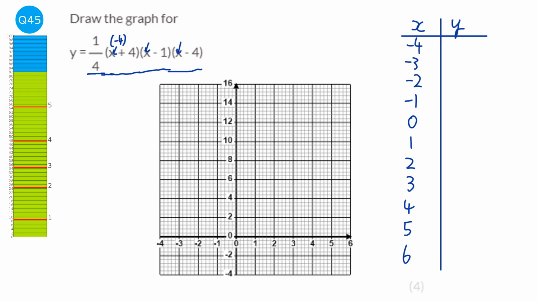When you do that, you get the answer of 0, which makes sense because minus 4 plus 4 is 0, and whenever you times something by 0, it will get to 0. Then I'm going to do the same with minus 3, and I get 7. Same with minus 2, I get 9. Same with minus 1, I get 7.5. Same with 0, I get 4, and 0, then minus 3, then minus 3.5, and at 4 I get 0, then 9, and then 25. Now that last one, the 25, is not really that helpful because the axis only goes up to 16.